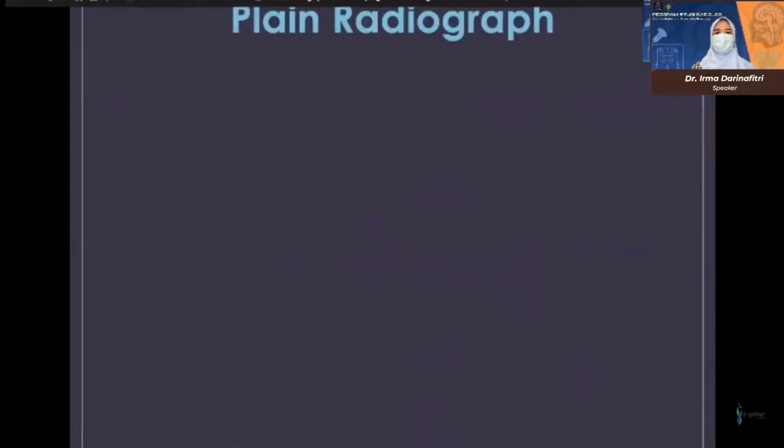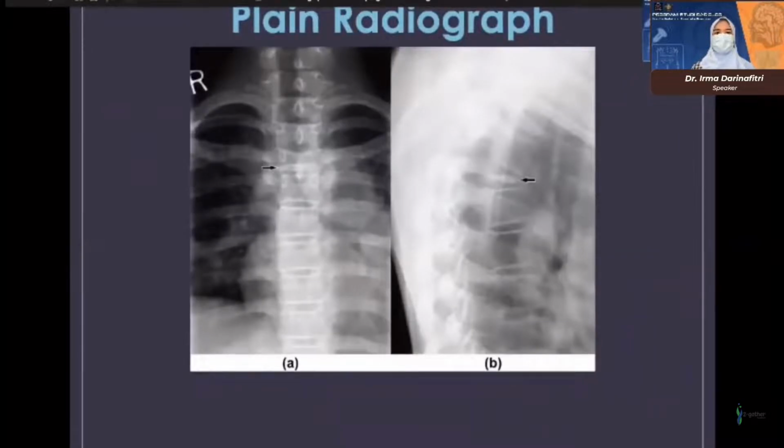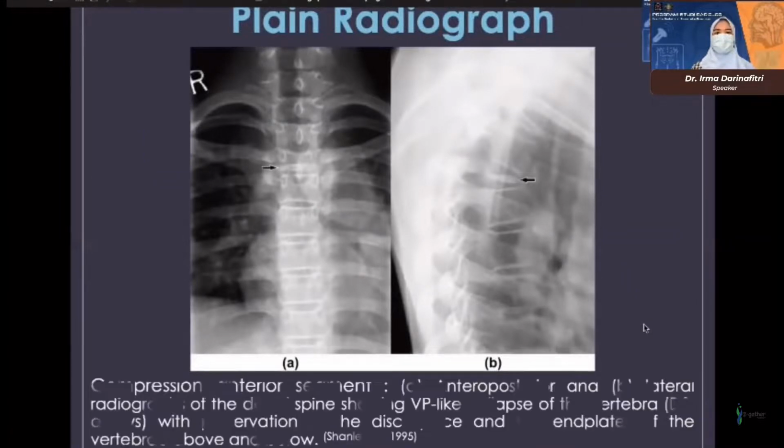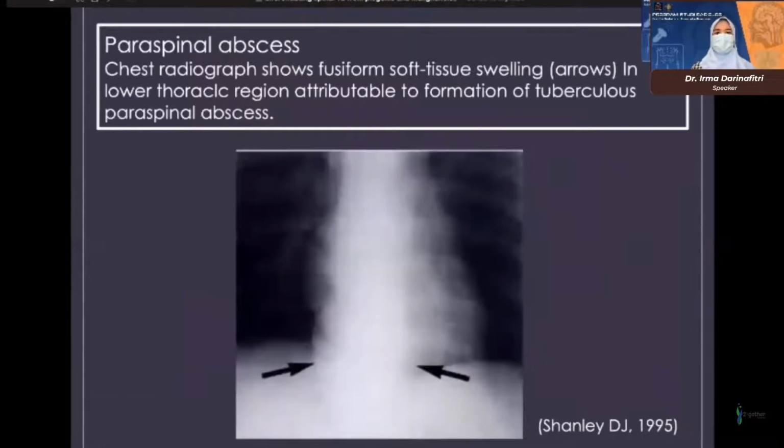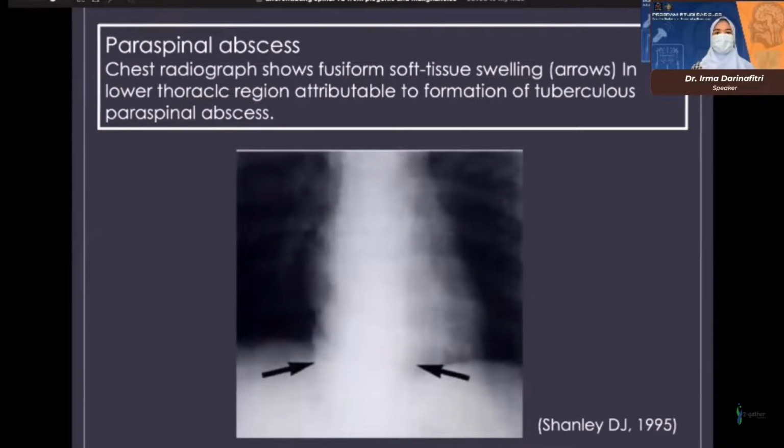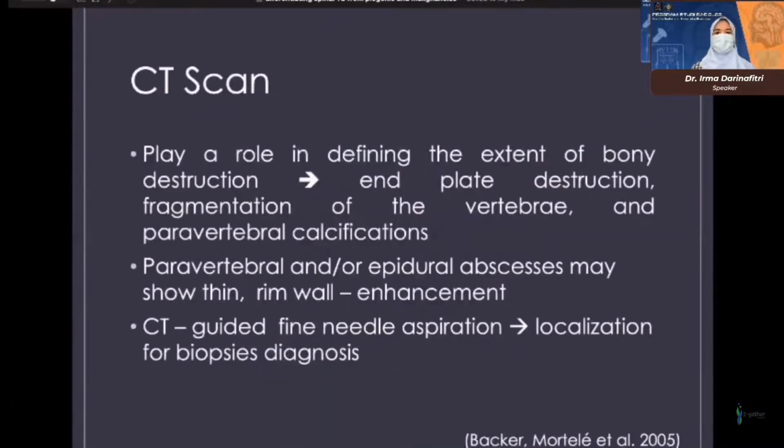Plain radiograph in AP and lateral position. We look for a Phoebe-like collapse of the vertebral body with preservation of the disc space and end plates of the vertebrae above and below. This is part of a chest radiograph. The AP position shows fusiform soft tissue swelling at the lower thoracic region attributable to formation of a tuberculous paraspinal abscess.